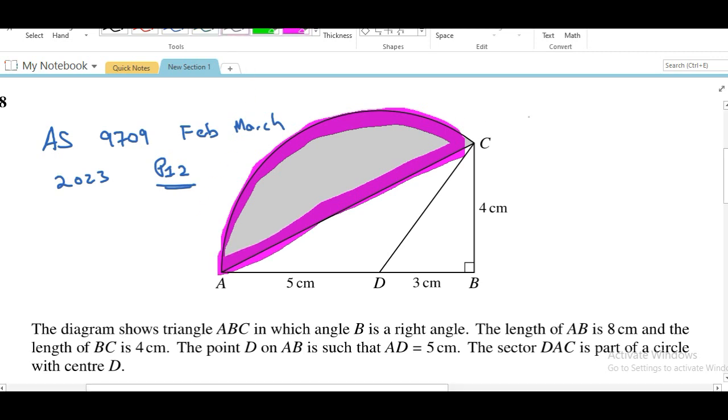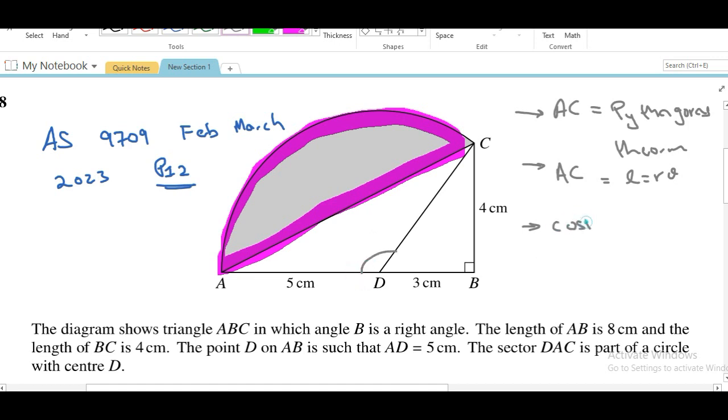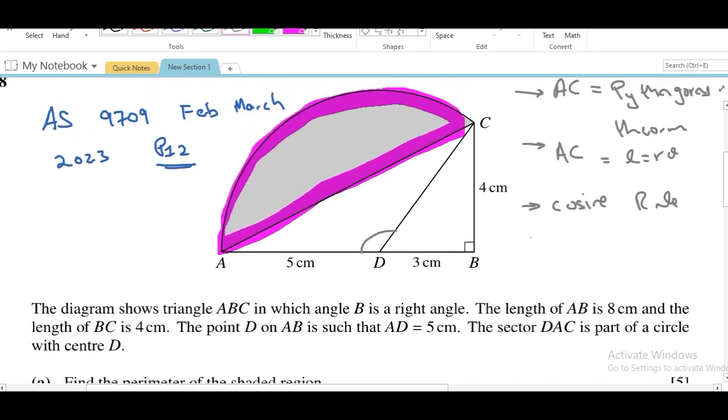In order to solve this, we are going to break our problem into multiple points. First, we are going to find the length AC using Pythagoras theorem. Now, in order to find the length of the sector AC, we would be using the formula L equals R theta. But we don't know the value of theta, so we would be using cosine rule. We would also be using the concept of quadrants.